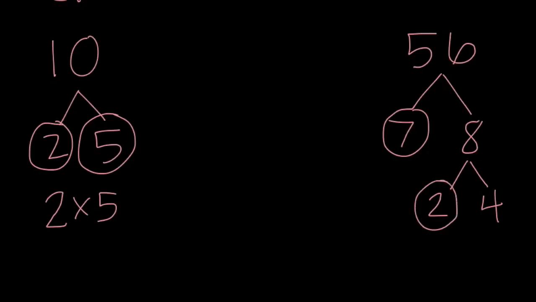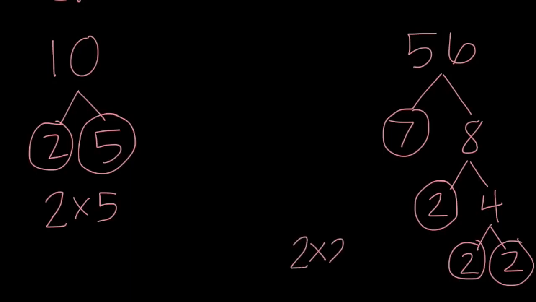2 is a prime number, so I'll circle that. And then 4 can be broken down into 2 times 2. And both of those 2's are prime numbers. So I know broken down, 56 equals 2 times 2 times 2 times 7.